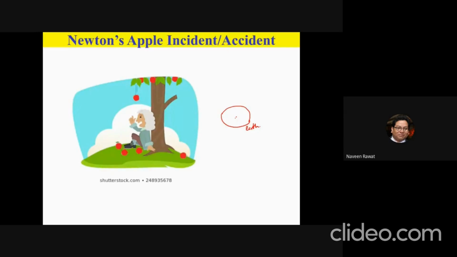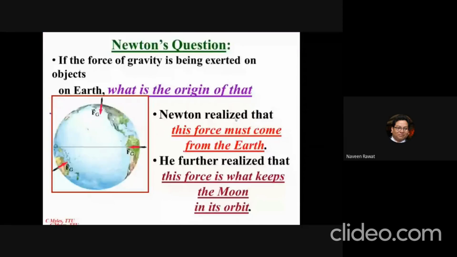Later on you will see that Einstein had a different interpretation of what is going on here. But with Newton's interpretation, that is what he was trying to understand, as to where this apple is heading. Like I mentioned, Newton realized that this force that is drawing the apple or whatever object towards itself must come from within the earth somewhere. And then he said that this force is what is actually keeping the moon in its orbit around the earth, and that is the force that we now call the gravitational force.